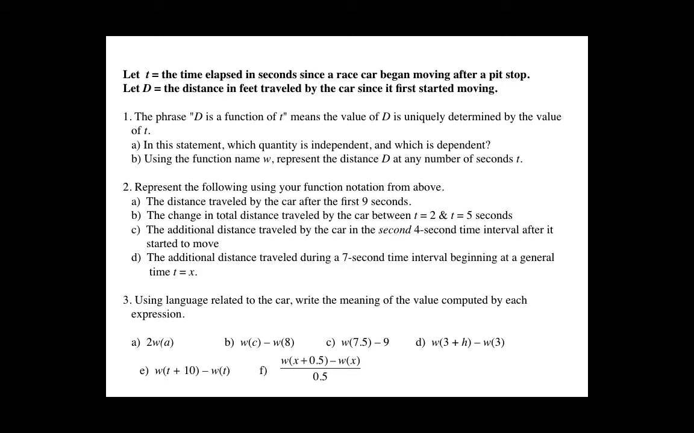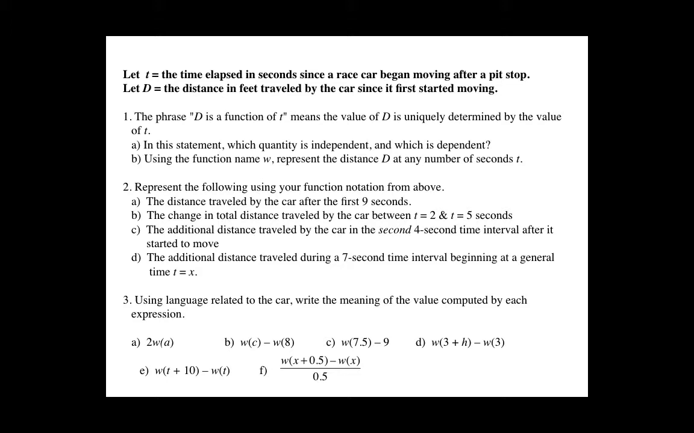So speaking of that, take a look at number 3. There are A, B, C, D, E, F, 6 different expressions using W's with various inputs. I'll read through them because I know some of it's kind of small. There are 6 different expressions with this function W. I'm going to try to come up with a story about them related to the car and driving and number of seconds and that sort of thing.